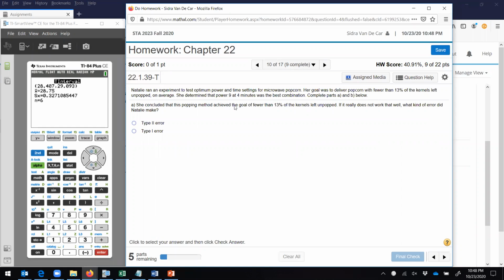Natalie ran an experiment to test optimum power and time settings for microwave popcorn. Her goal was to deliver popcorn with fewer than 13% of the kernels left unpopped on average. She determined that power 9 at 4 minutes was the best combination. She concluded that this popping method achieved the goal of fewer than 13% of kernels left unpopped. It really does not work that well. So she concluded it worked when it really did not. That should be a type 1 error here.